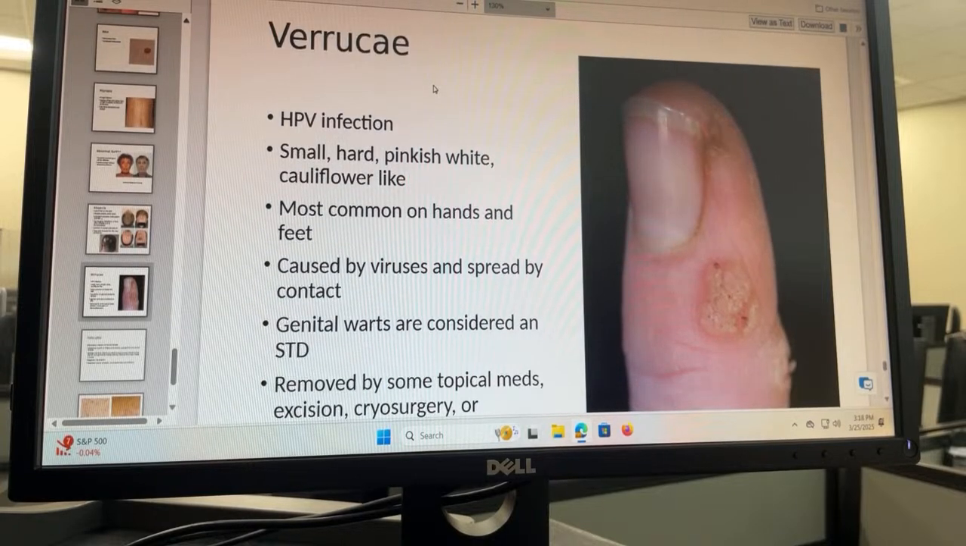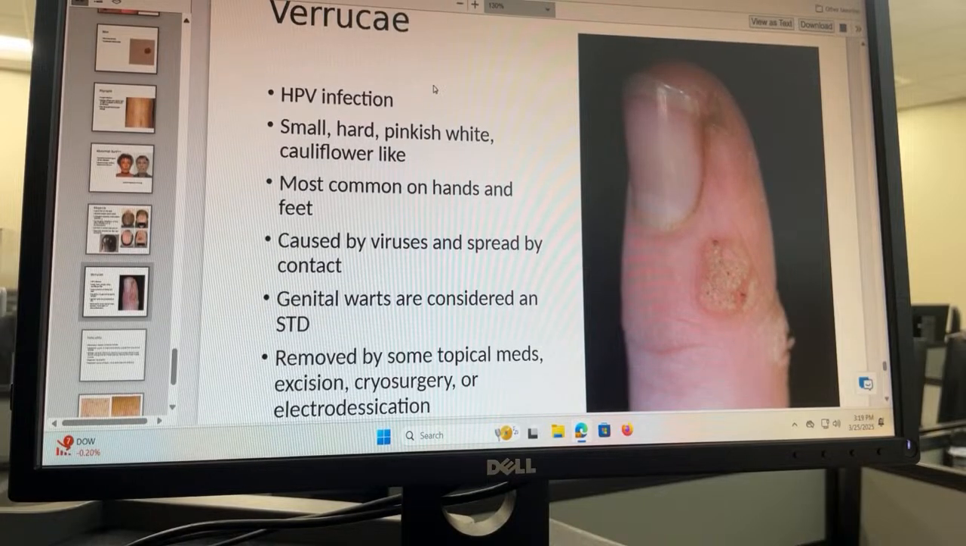Okay, so verrucae is just the medical word for warts. These are caused by HPV infection. Most people, when they think of HPV, they think of genital warts, or HPV in regards to the sexually transmitted disease, but it's just a virus. It stands for the human papillomavirus. It can also affect the hands, right?